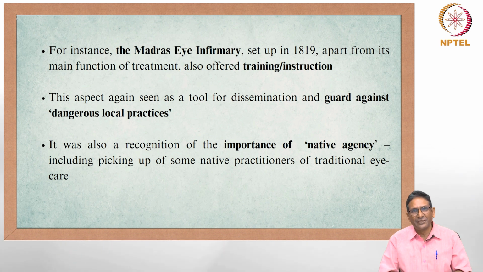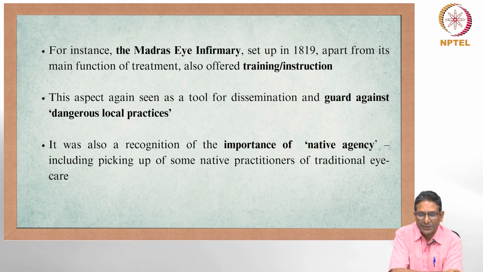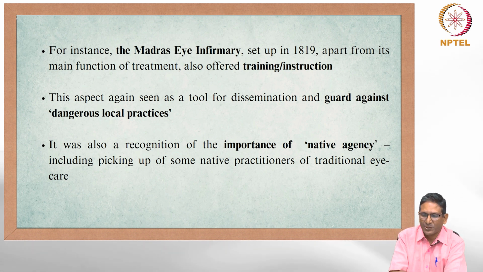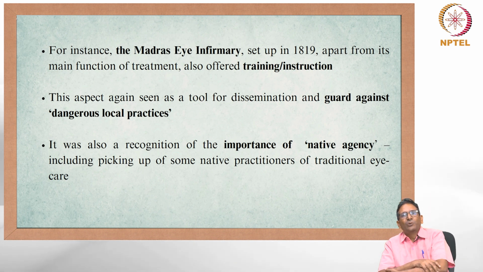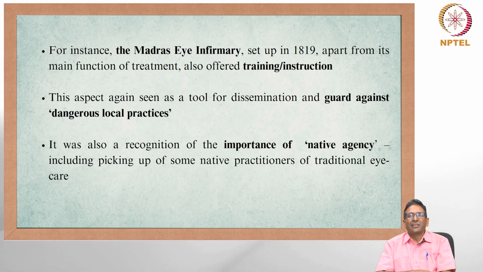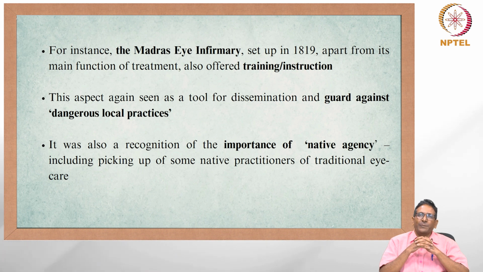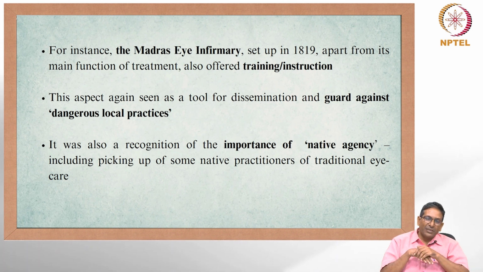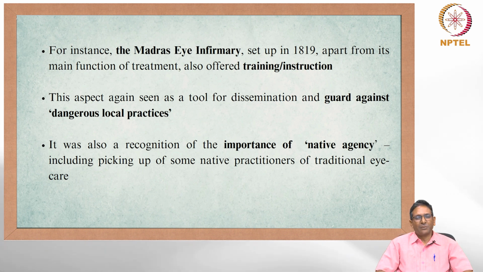This training, even in these kinds of treatment institutions, was also seen as a tool of dissemination of Western medical practice, and also, as in the case of those colleges, a guard against the dangerous local practices, in this case particularly ocular practices. And all of this also brings to the fore the important element of native agency. In all of these things, the colonizers realized that not much could be done, even with regard to the propagation of Western medicine and the dissemination of Western knowledge, without the involvement of the local populace, even if it meant picking people from the so-called dangerous group of practitioners, or in this specific case, those doing traditional eye care. That element has to be noted.